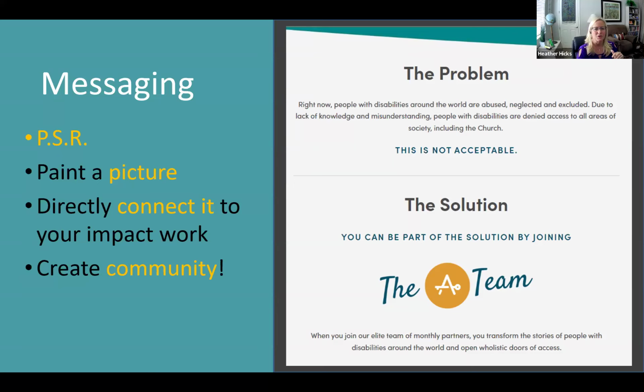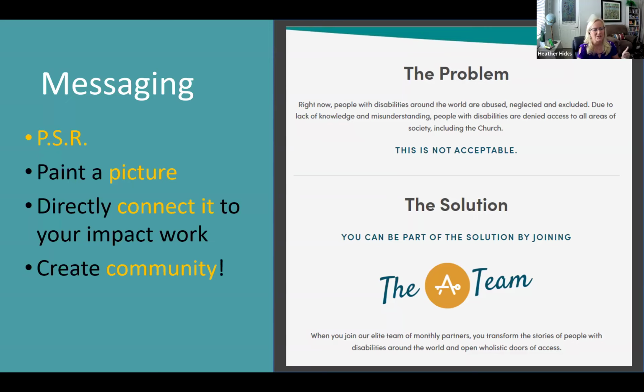You want to make sure that people understand the problem, because if they understand and relate to that problem, they feel the pain of that problem, then they go, people like us are going to do things like this. We're going to be a solution. Paint a picture for them, help them see it, and then always connect it to the impact of your work.